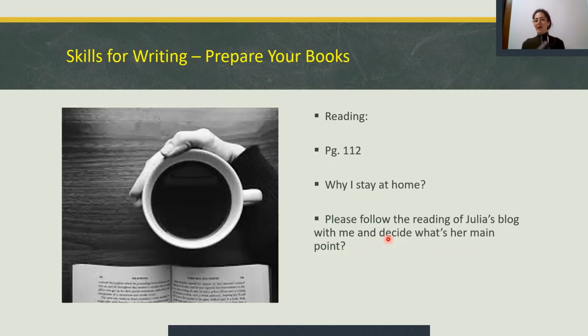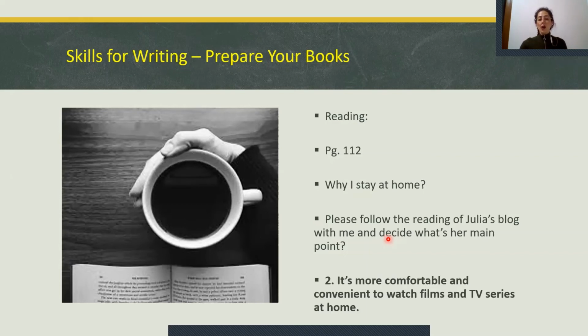Okay, it's a perfect example, huh? The compare and contrast essay. So let's decide what is the main point of Julia. Okay, the second one, there were three options in the book. Her main idea is it is more comfortable and convenient to watch films and TV series at home. Yeah, she definitely thinks like this, but only by looking at the concluding sentences and concluding paragraph can we understand her way of thinking.